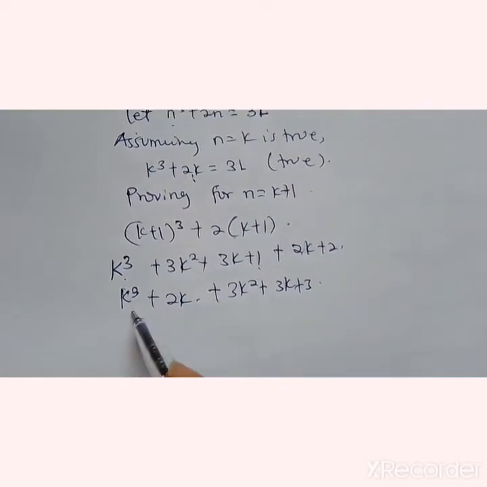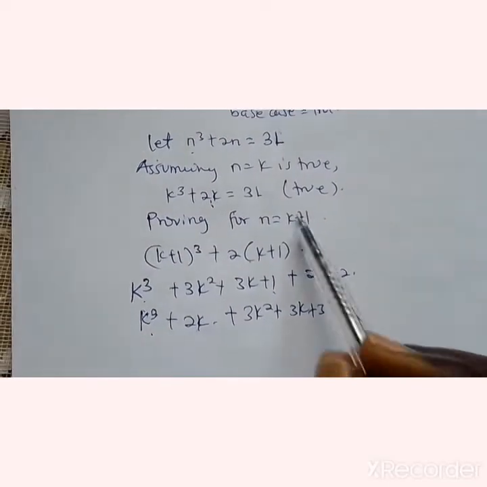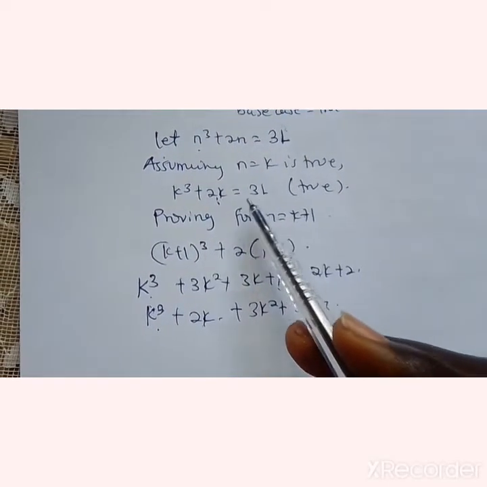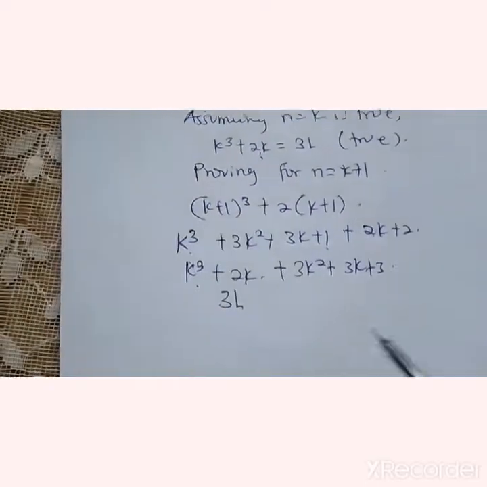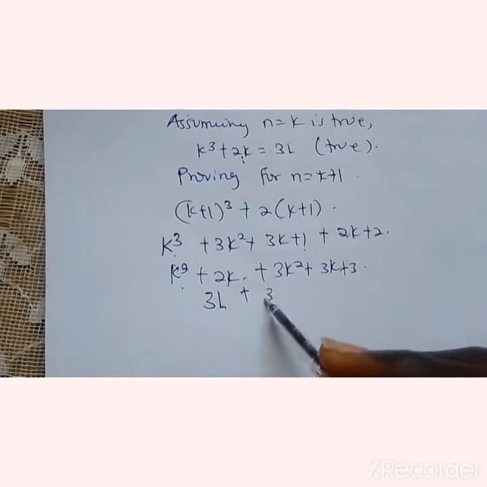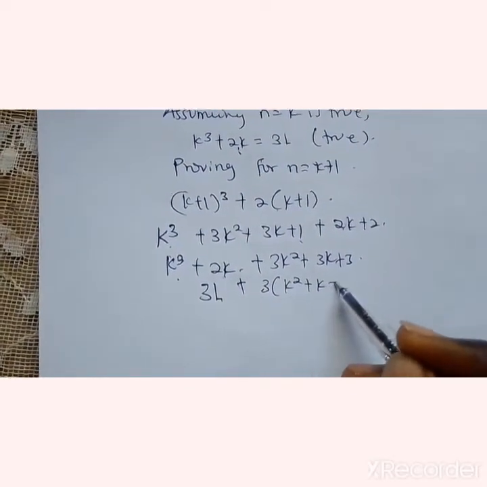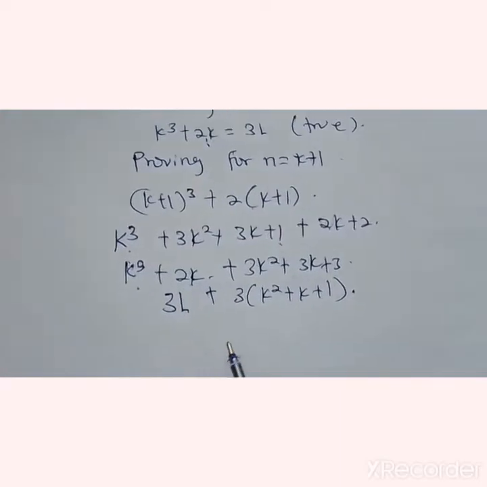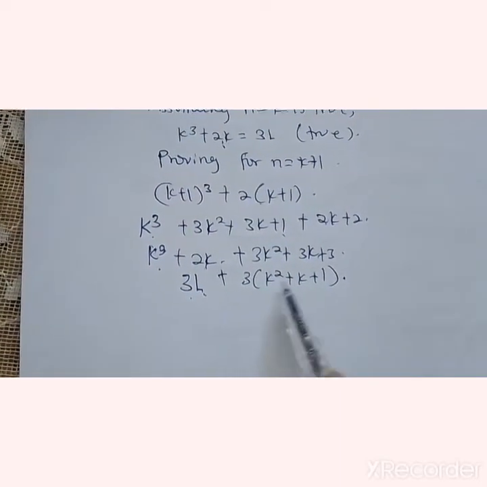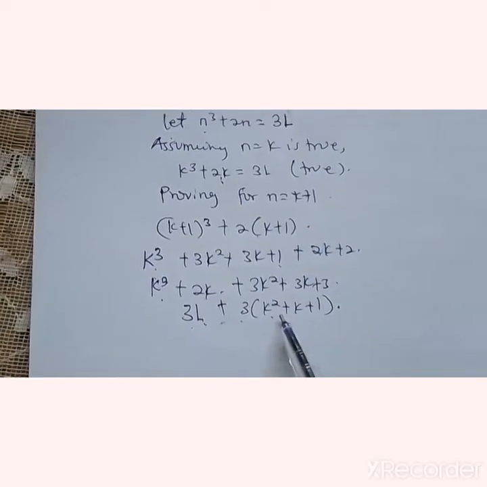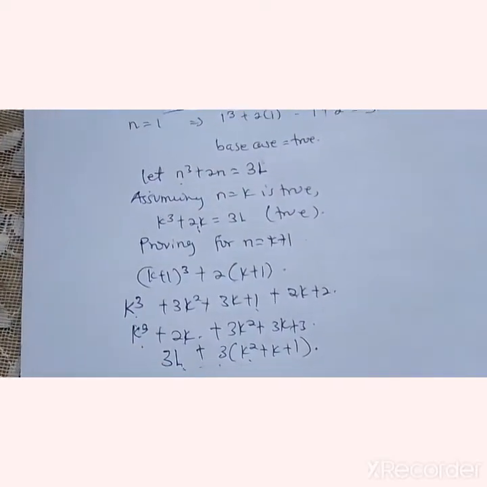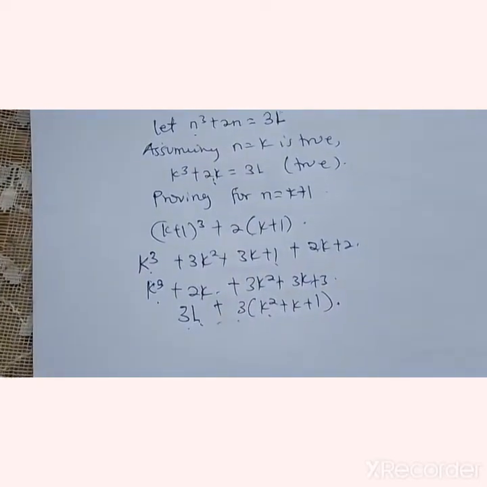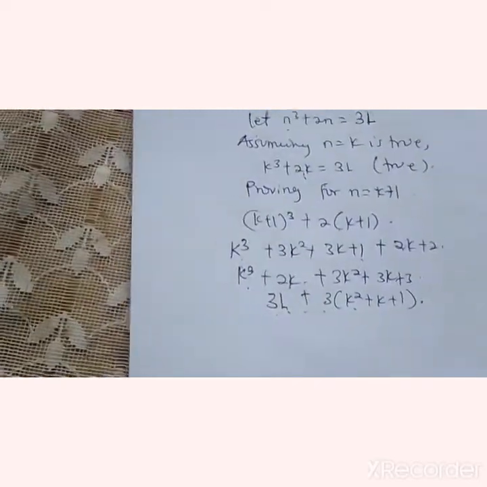At this point, I know that k cubed plus 2k is the same as 3L, from our assumption. So this is the same as 3L plus 3(k squared plus k plus 1). So we can see that 3L and 3(k squared plus k plus 1) are both divisible by 3. Therefore, our statement is true. So we can see that n cubed plus 2n is divisible by 3. So let's go to our next example.